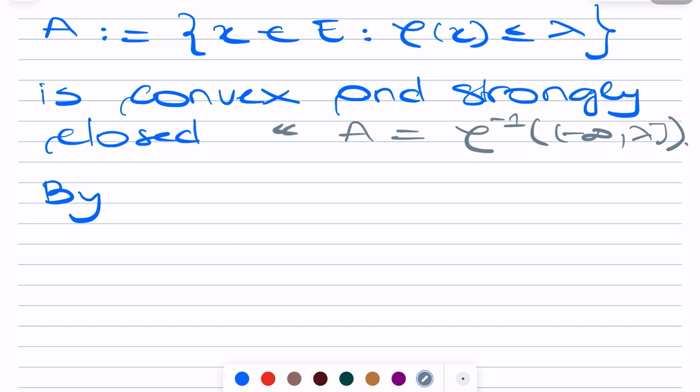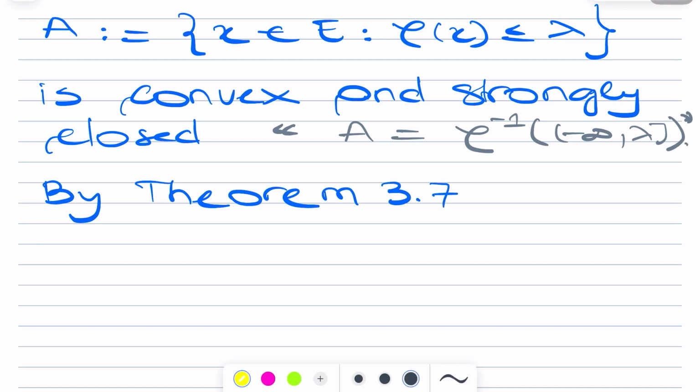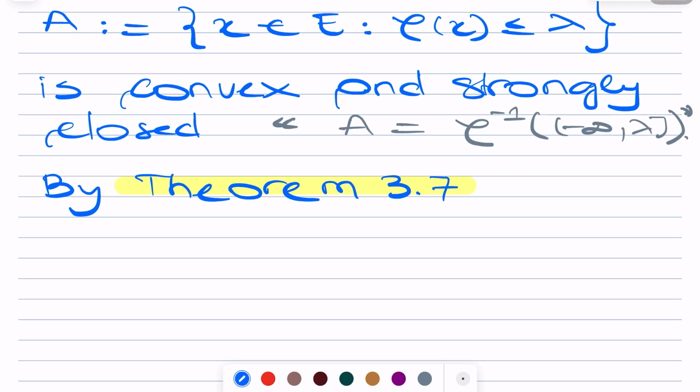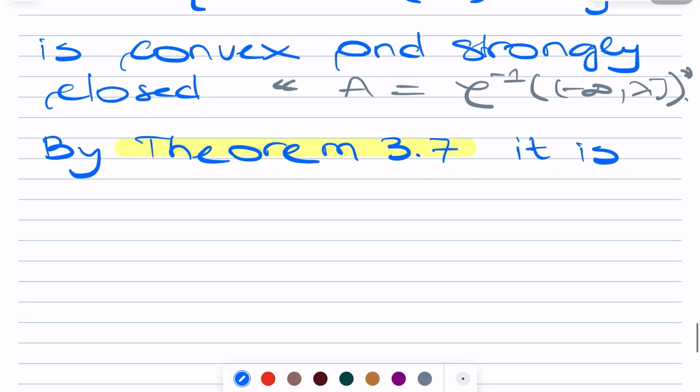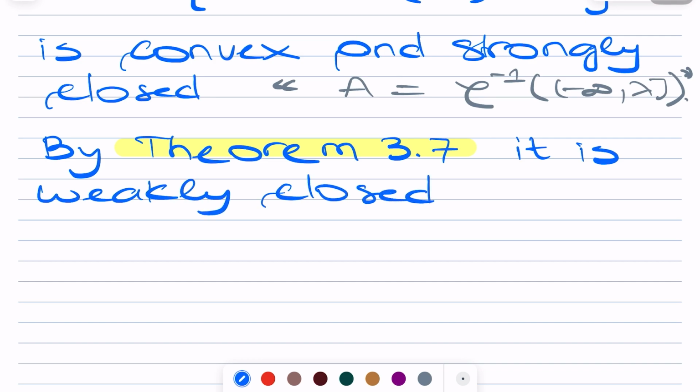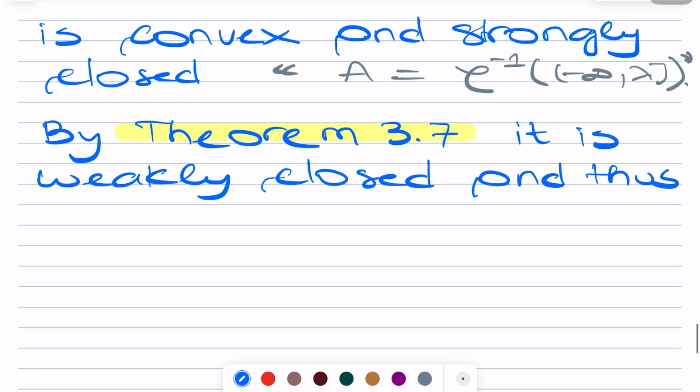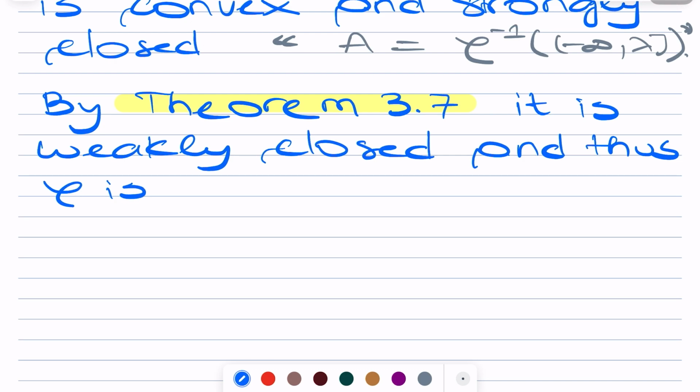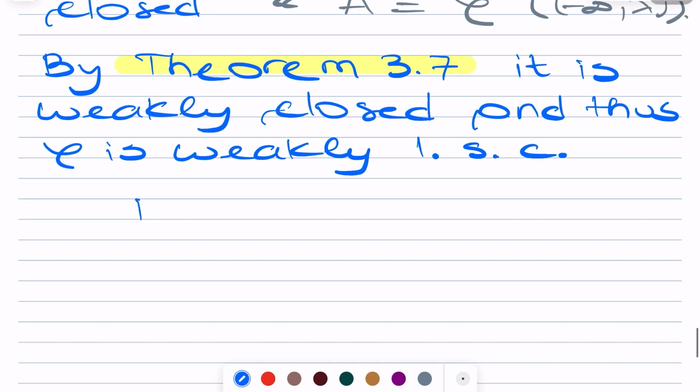So by theorem 3.7, it is weakly closed. And thus, it's enough for us to conclude that phi is weakly lower semi-continuous. And we are done.